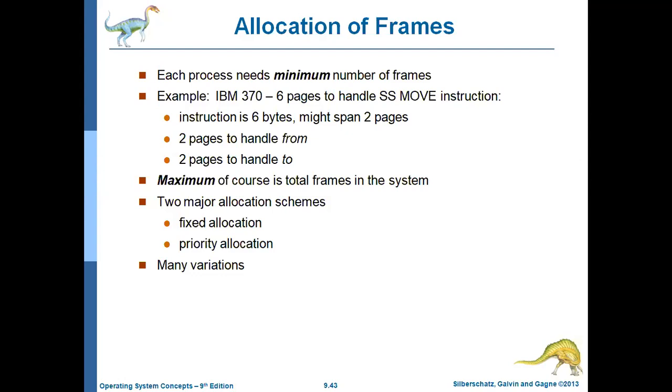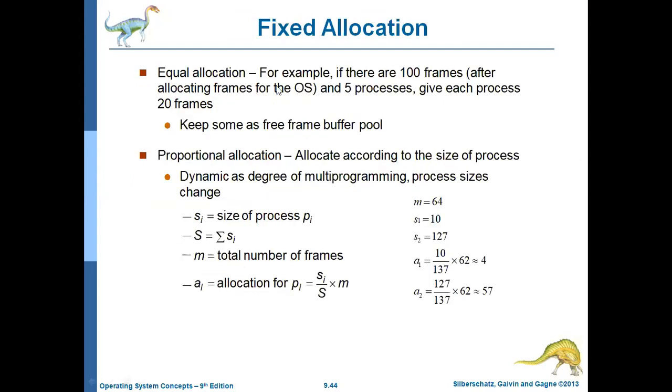Equal allocation is nothing but, if there are 100 frames, after allocating frames to the OS, and we have 5 processes, give each process 20 frames. That is equal. Keep some as a free frame buffer pool. Proportional says allocate according to the size of the process. It is dynamic, as the degree of multiprogramming and process sizes change.